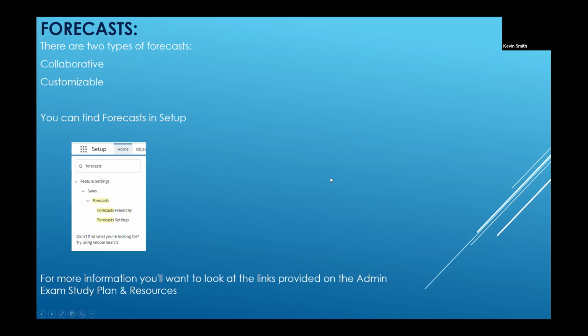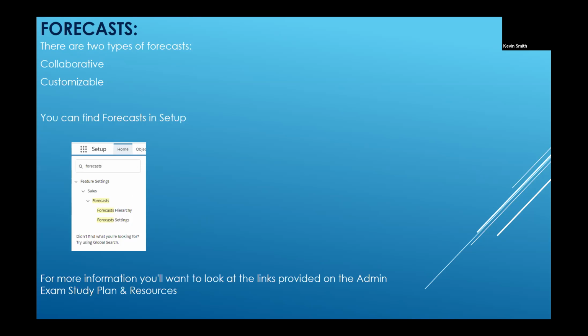Last type, forecast. I told you I would talk about the two, not in depth. You have collaborative and you have customizable. You can find forecasts here in the setup, and I did take a screenshot of it. So you can come in here to forecast. You have forecast hierarchy and settings. Go into your settings, and if you want more information than that, I did provide a couple links in our study guide on the planning and resources. So you can take a look at that there.